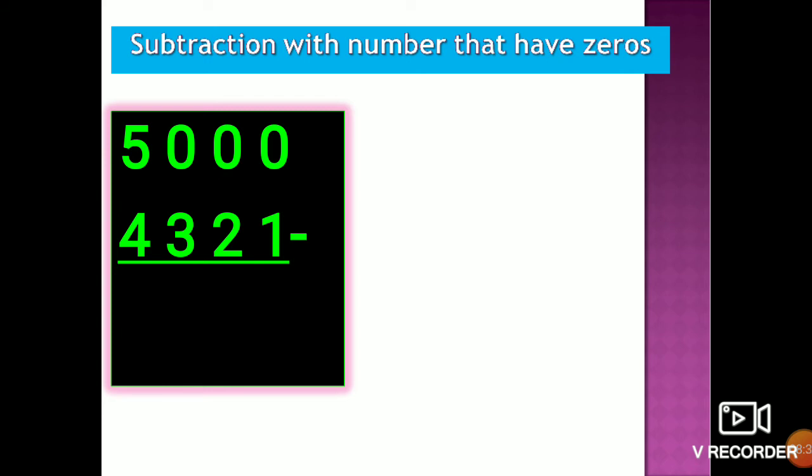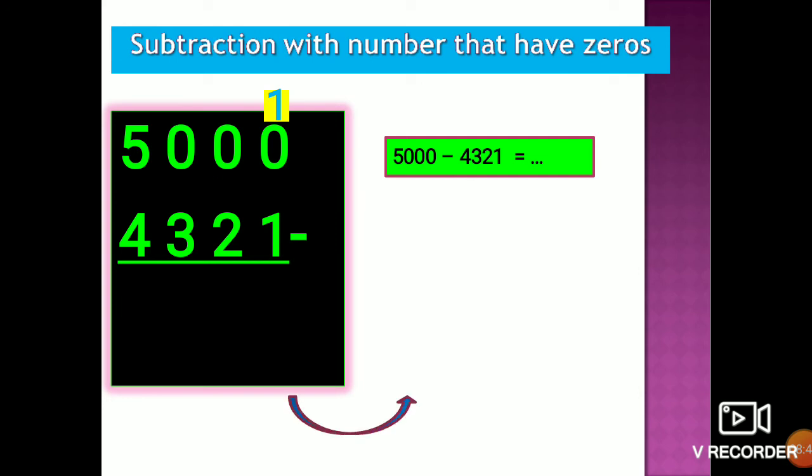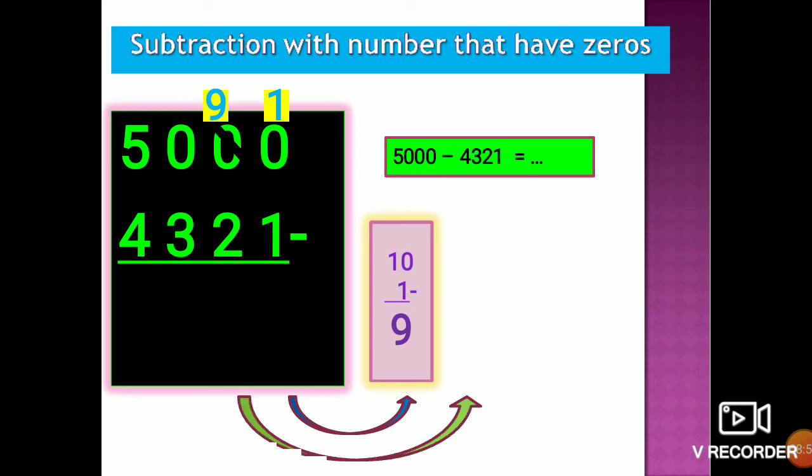Awesome. Let's repeat again about 0. 5000 minus 4321. Now let's take a look. 0 minus 1, would it be possible? No. So we borrow 1 from the next. So it's becoming 10. 10 minus 1 equals 9. And then now the 0 already changed into 9. 9 minus 2 equals 7.